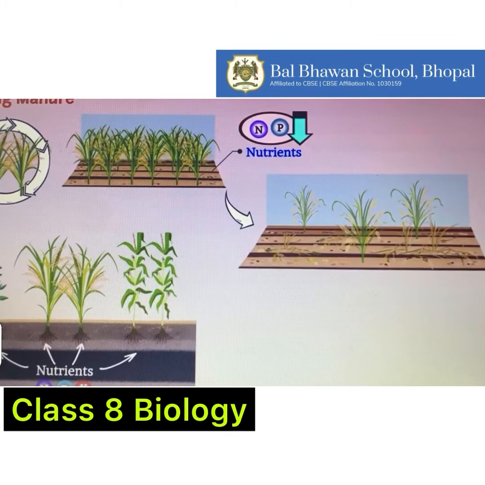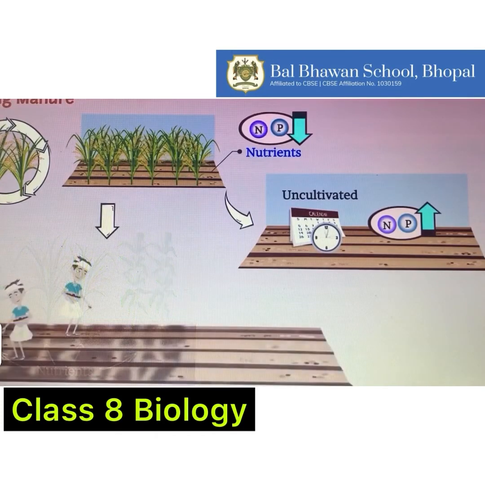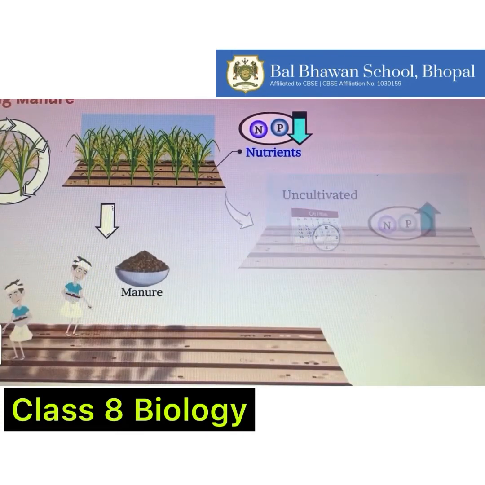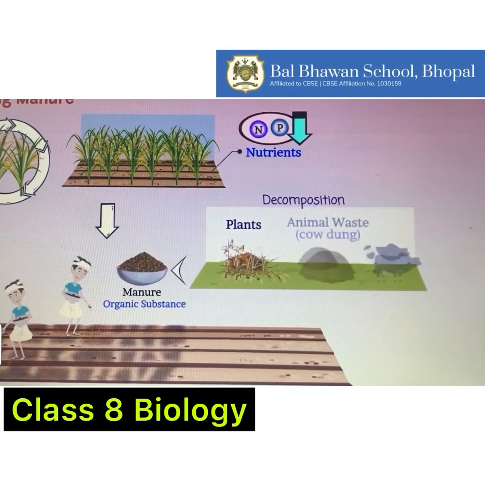In such a case, if the land is left uncultivated for some time, then these nutrients can be replenished, so that they become available again. But one more method is there to bring the nutrients back into the soil, and that is adding manures. Now, manure is an organic substance. It is obtained from the decomposition of plant and animal waste like cow dung.